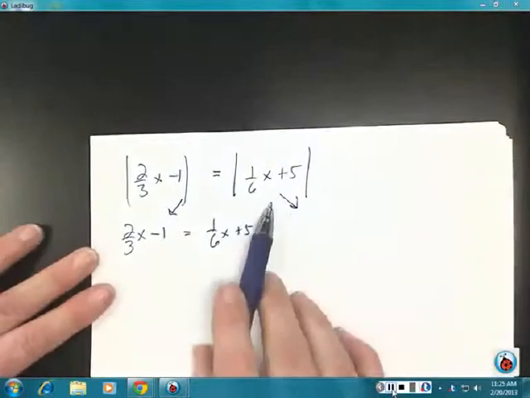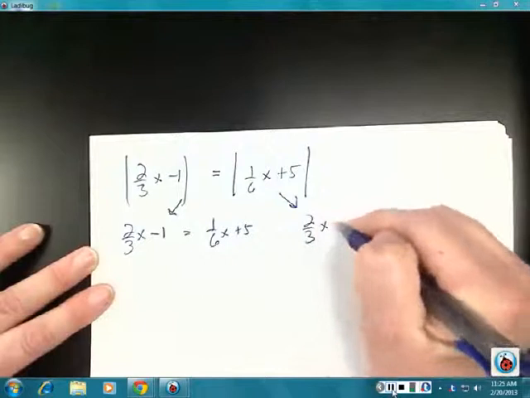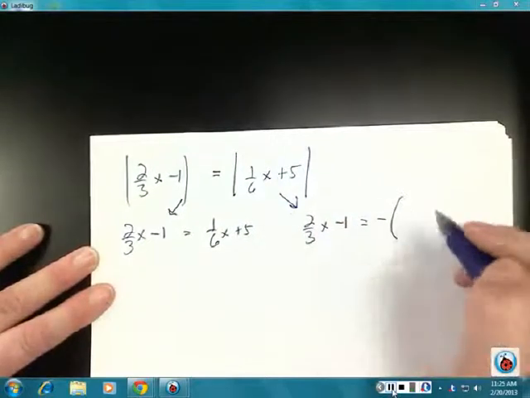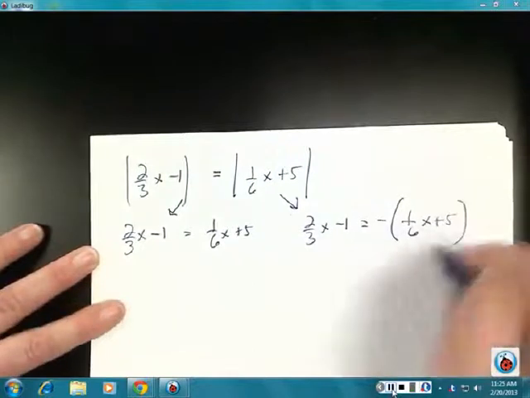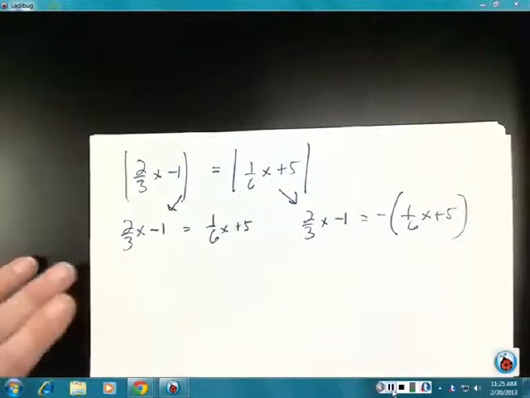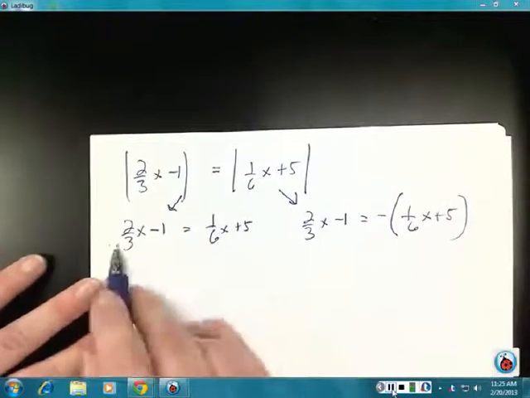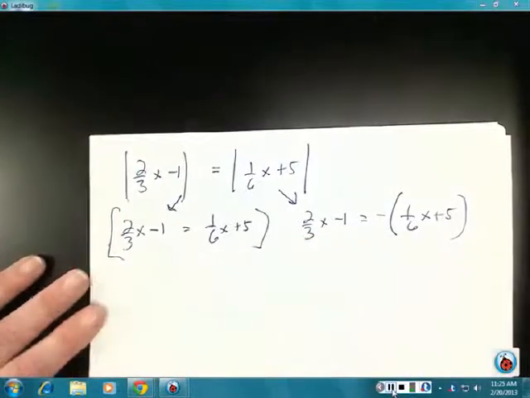Then we do the opposite of this piece. So it's going to be 2/3 x minus 1 is equal to the opposite sign on that part. Okay? Right. Because inside your absolute... Okay, so now if I go to solve this, I've got fractions, so I want to take everybody and clear out those fractions, right?